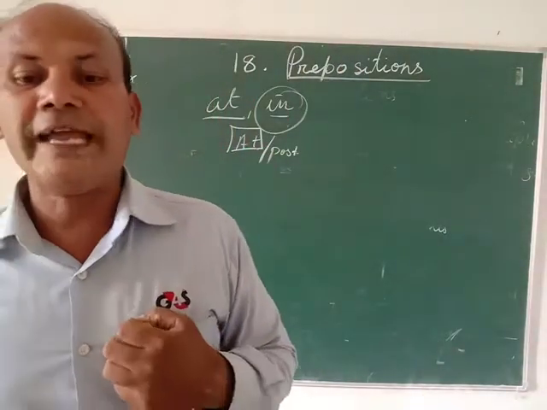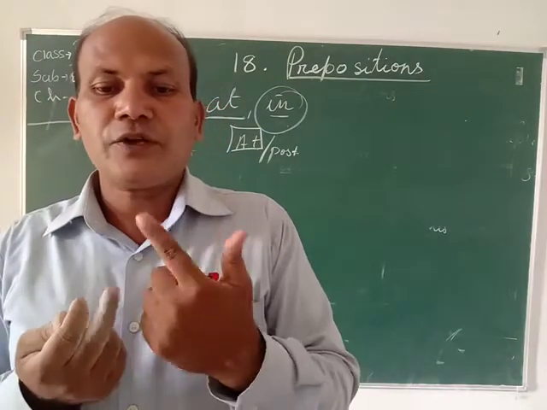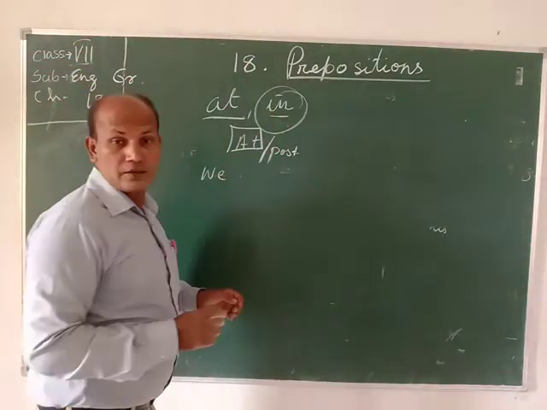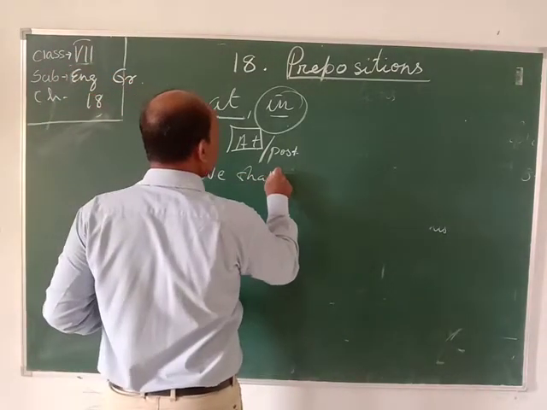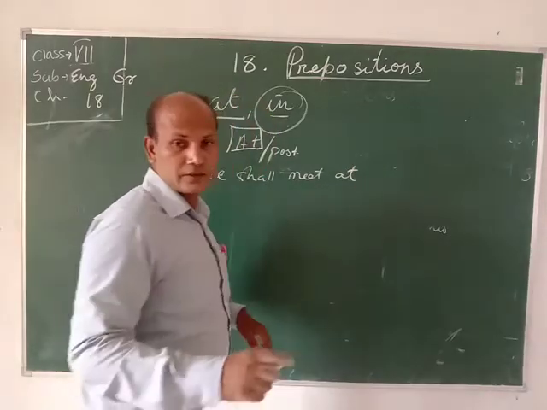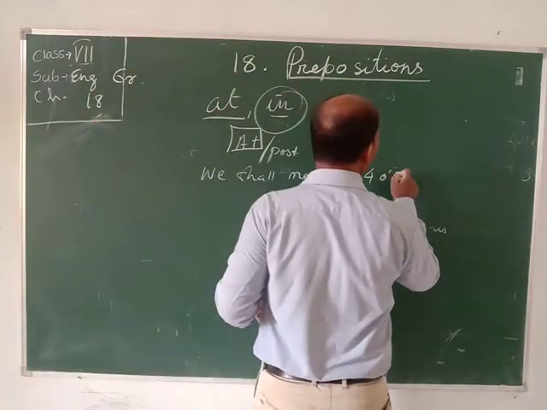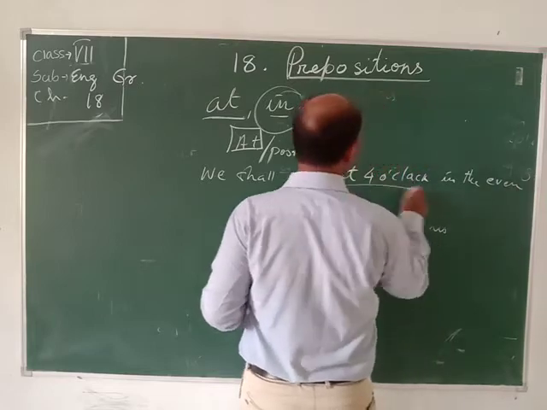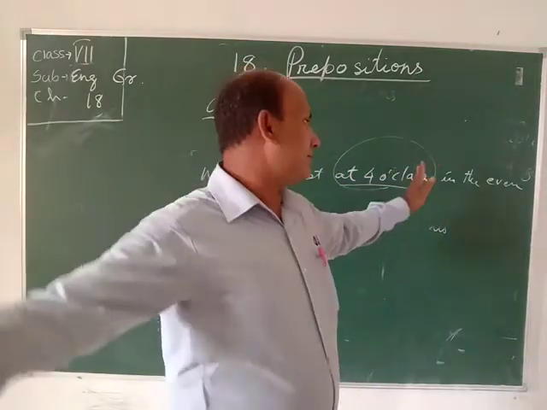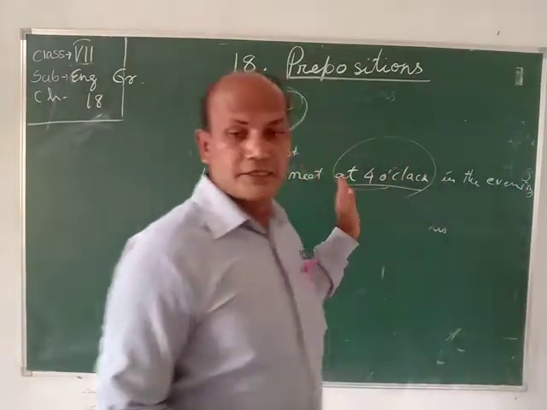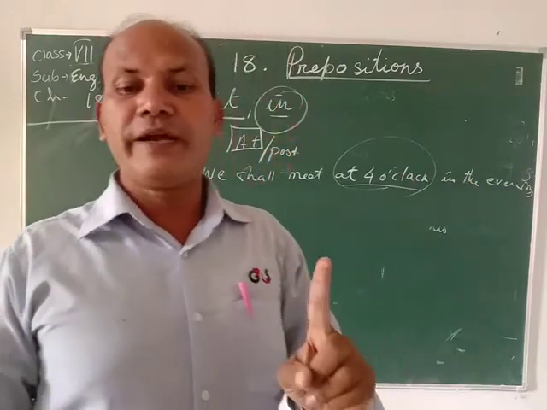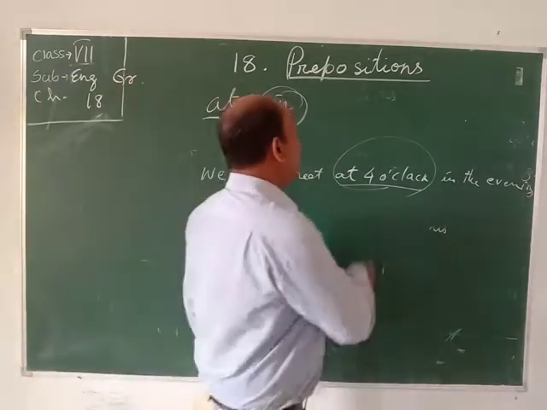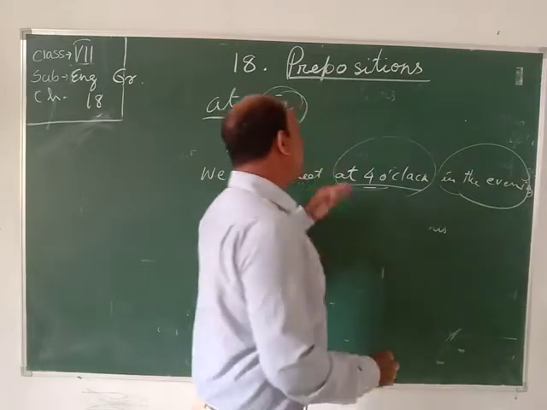We use them with time also. At is used for a point of time, and in is used for a period of time. We shall meet at 4 o'clock in the morning. You can see this sentence: at is for the short time, in the evening is the long evening time. You can see that at is used for a point of time while in is used for a period of time. Correct, 4 o'clock is a point. That is the difference between at and in.